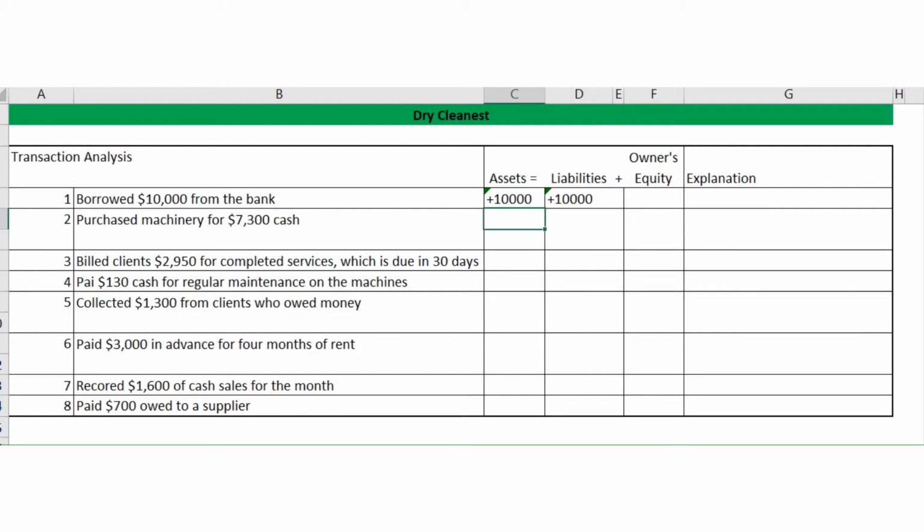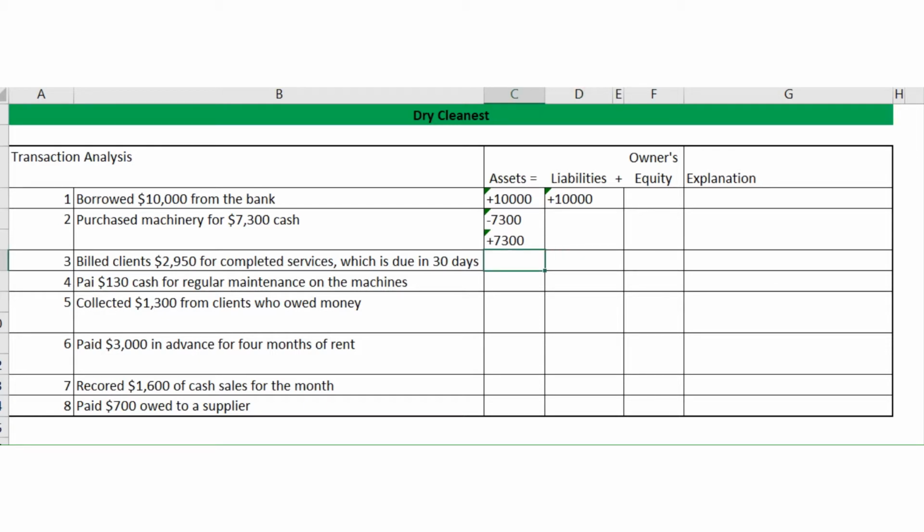Item number 2 is you purchase machinery for $7,300 in cash. So what you're using is $7,300. But as we talked about in our class, we are trading one asset for another. So we actually added another asset, being the machinery. It's considered an asset because it's a longer period of life.